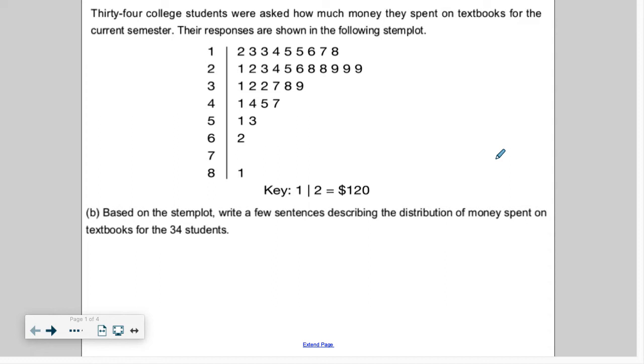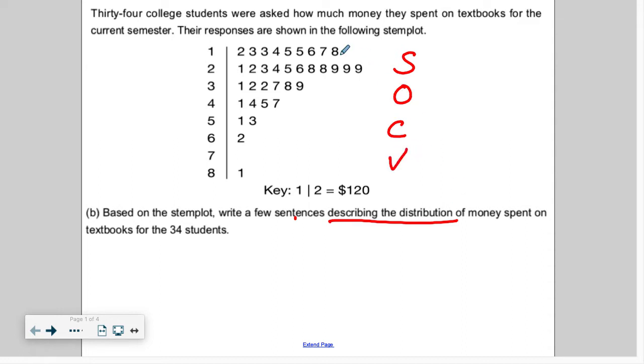So let's look at this first example. 34 college students were asked how much money they spent on textbooks. Here's the stem plot. So based on the stem plot, write a few sentences describing the distribution of money spent on textbooks for the 34 students. Whenever I see describing the distribution, I know I need to do SOCV.